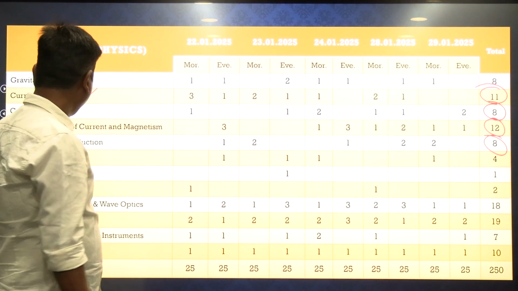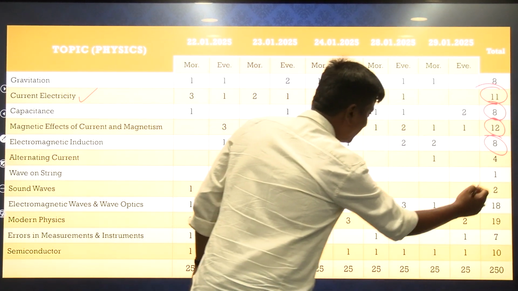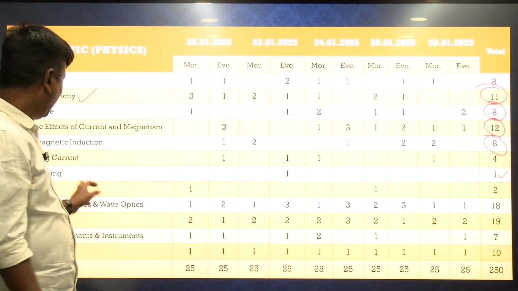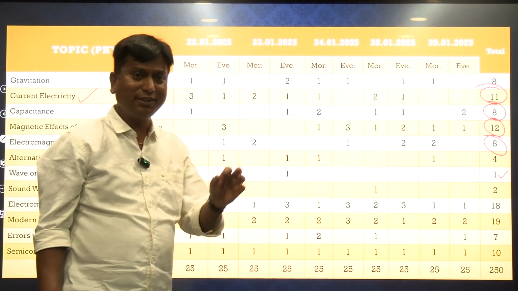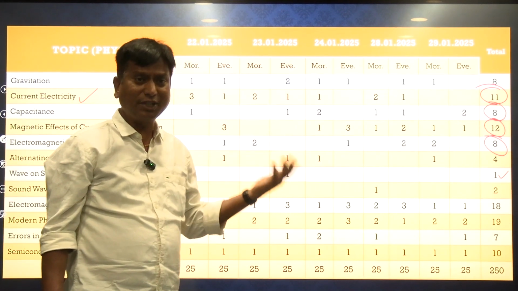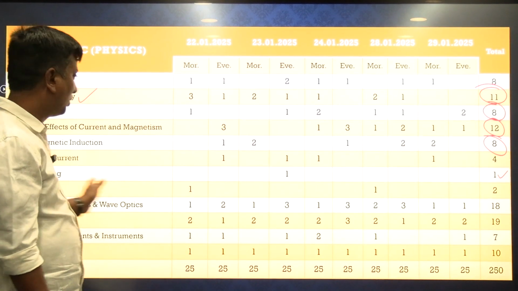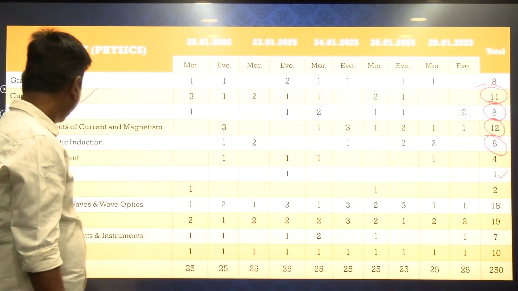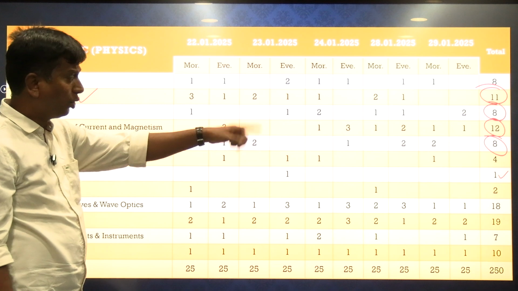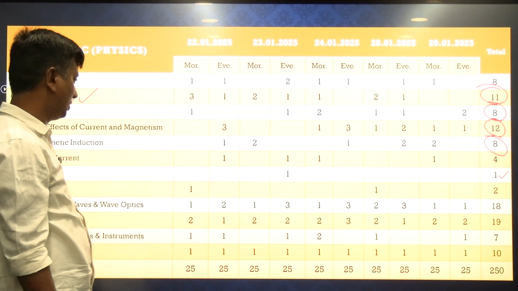And waves, generally it's only 1 question, because it's a lengthy chapter. Generally we say, because you have to study string waves, you have to study sound waves and all, but overall you got only 1 question out of that. Okay, and sound waves only 2 questions, means total waves and sound waves you got around 3 questions.